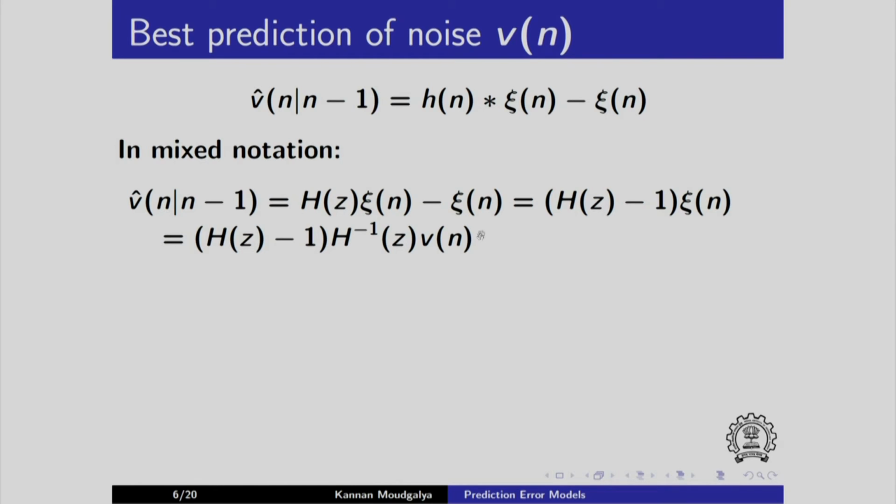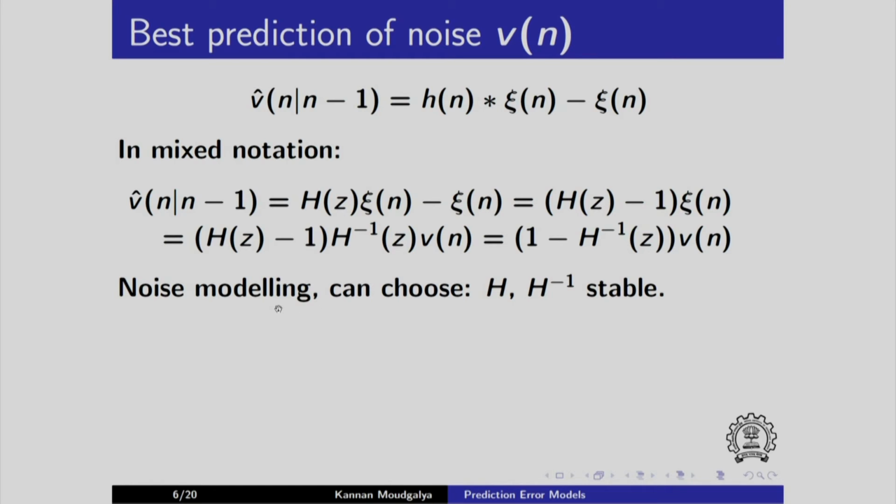and recall the expression for Cn. Cn is H inverse into V, so I can write this expression, and I multiply it out, I get this expression. It is possible in the noise modeling that we can choose H and H inverse to be stable. It is beyond this course to go into these details, so we will accept this.